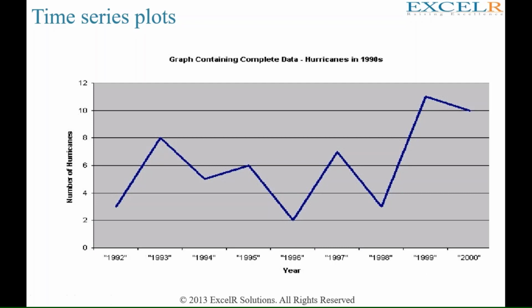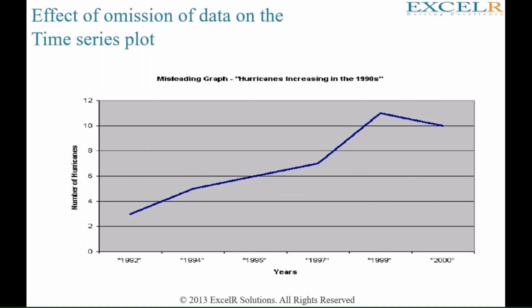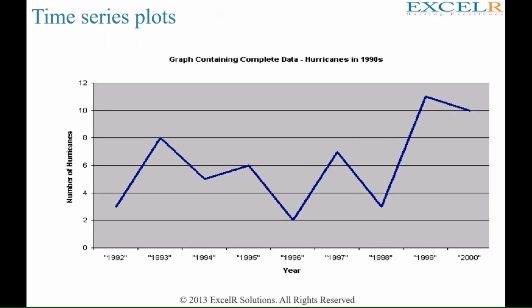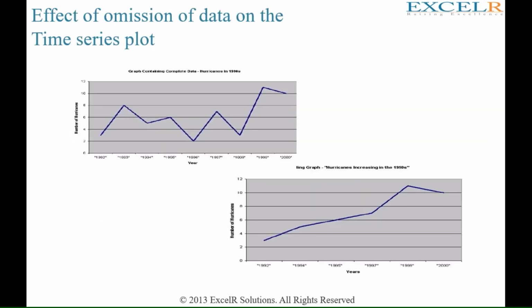If I change the x-axis and just alter it a little, I will get this kind of a representation. And this is giving a wrong picture altogether. This is telling me that the number of hurricanes have increased until 99 and then it has decreased. But reality was something else. So just by altering your axis in this way, you're going to give a different representation altogether.